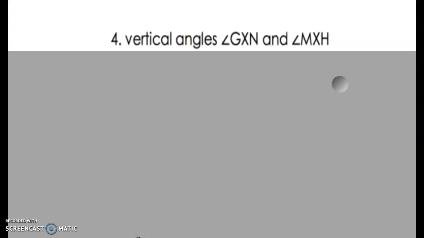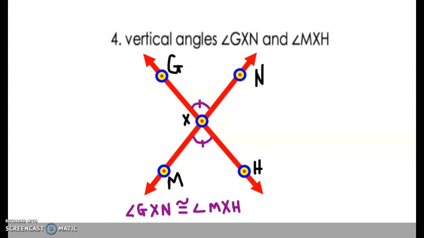And number 4, sketch vertical angles, angle GXN and angle MXH. So here we go. Let's look at this sketch. Vertical angles are across from each other. So if you look here, angle GXN and angle MXH are across from each other. Vertical angles are also congruent, so that's why we have our little congruent statement here.